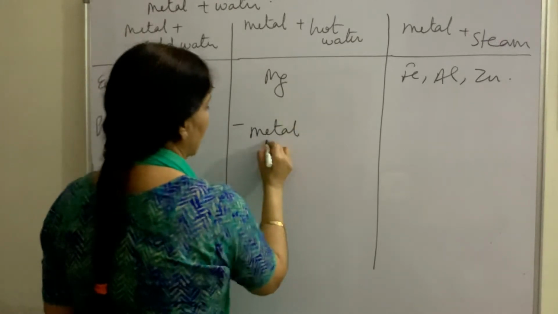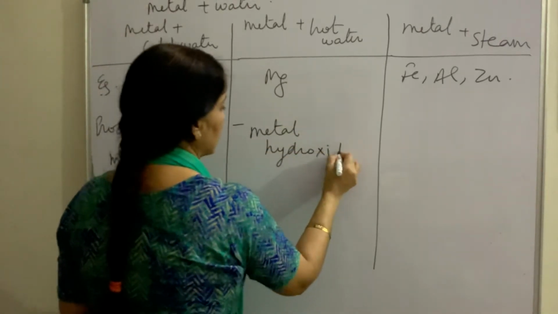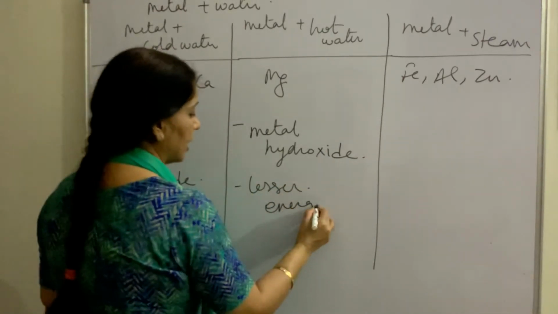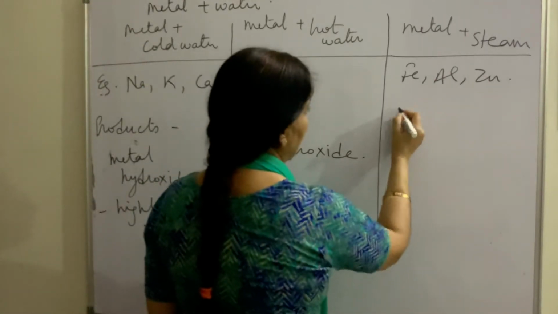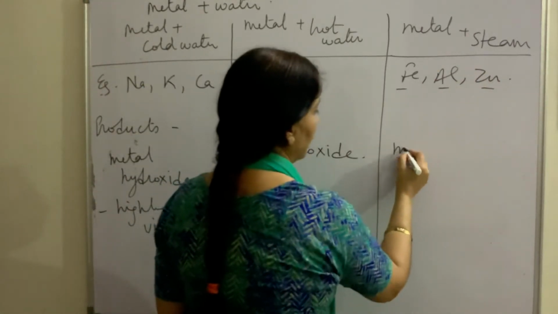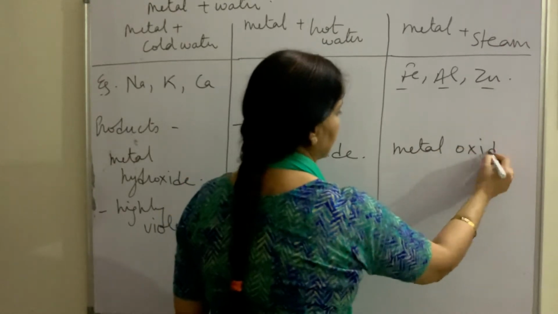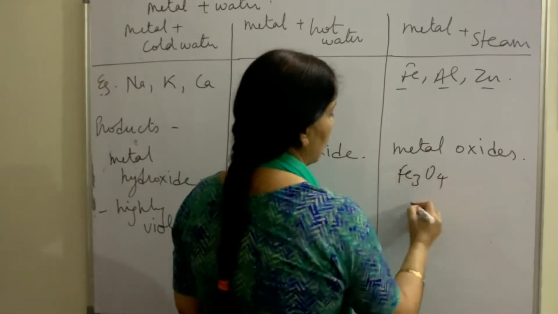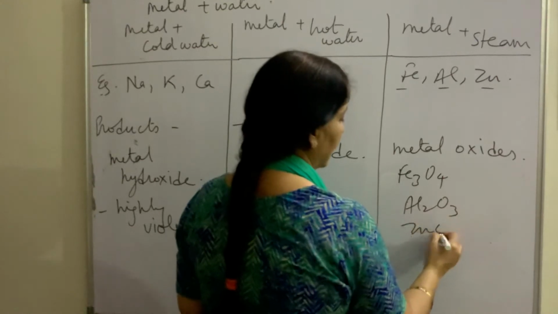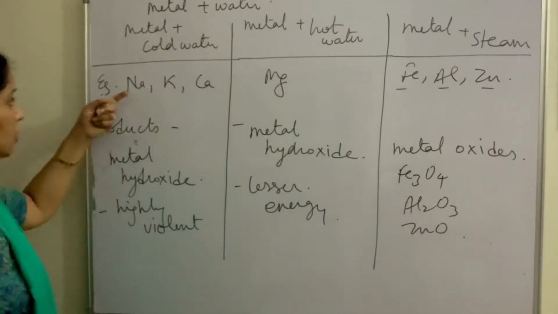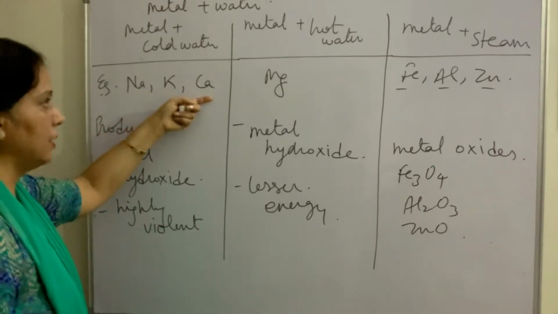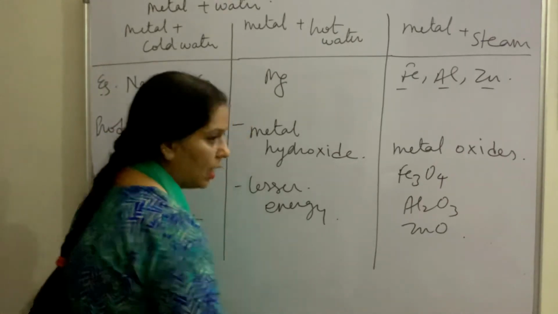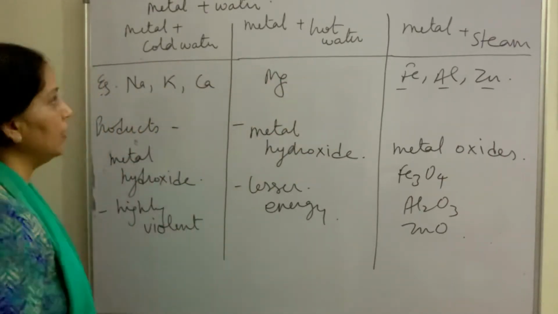What is the product in this case? When metal reacts with hot water, it also forms hydroxide and lesser amount of heat is released. Lesser energy is released. But when these metals react with steam, they form metal oxides. Metal oxide means Fe3O4, Al2O3, ZnO. These are oxides formed here. Sodium hydroxide, potassium hydroxide, calcium hydroxide and magnesium hydroxide. This is the way how to learn the difference of different forms of water and their reaction with metals.